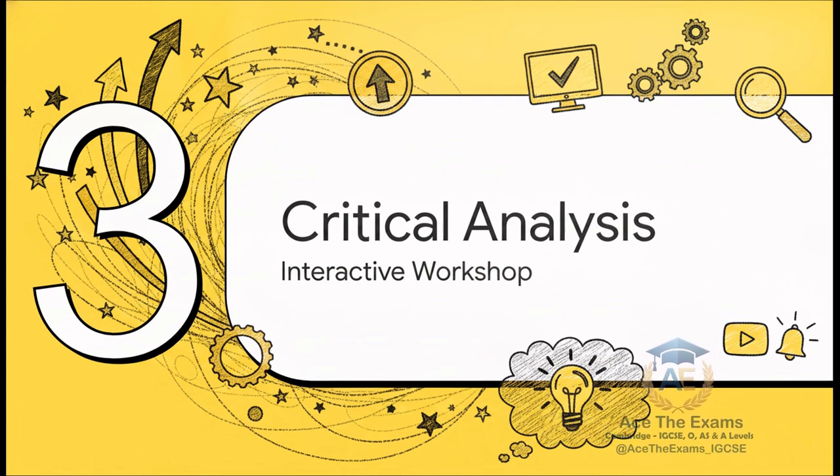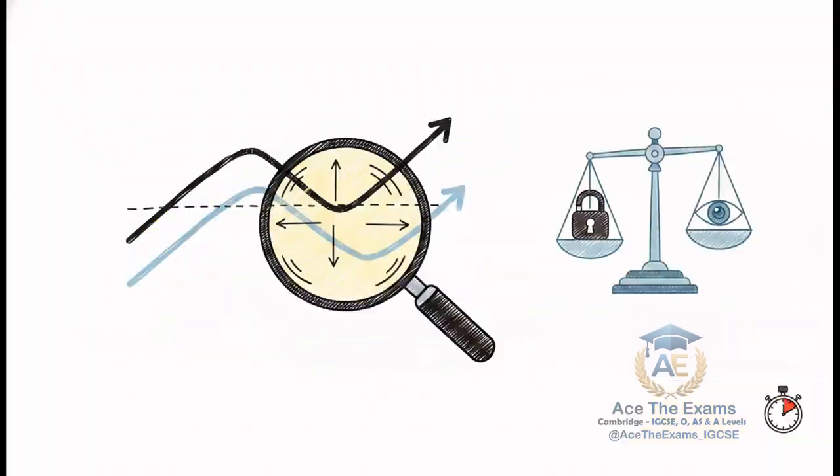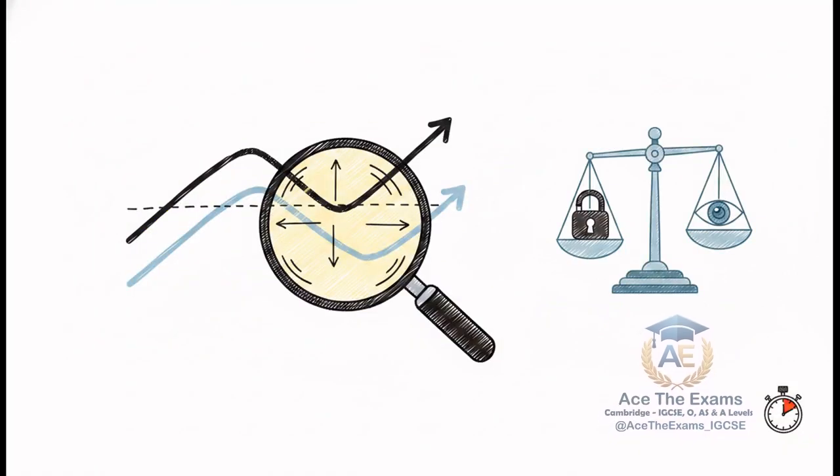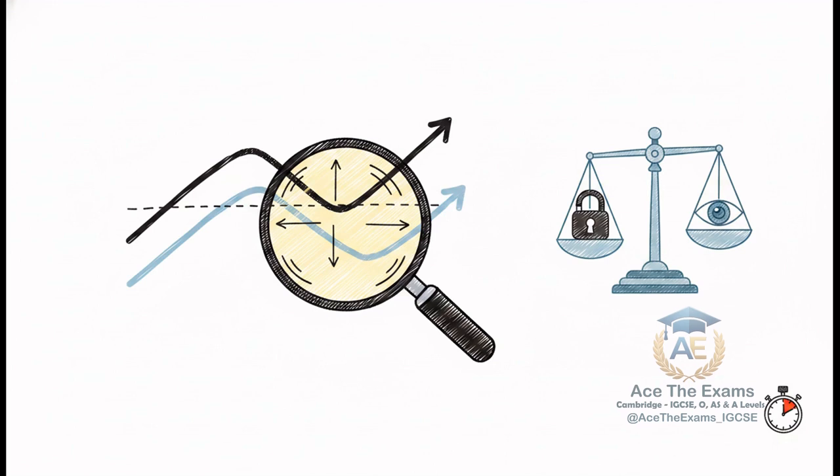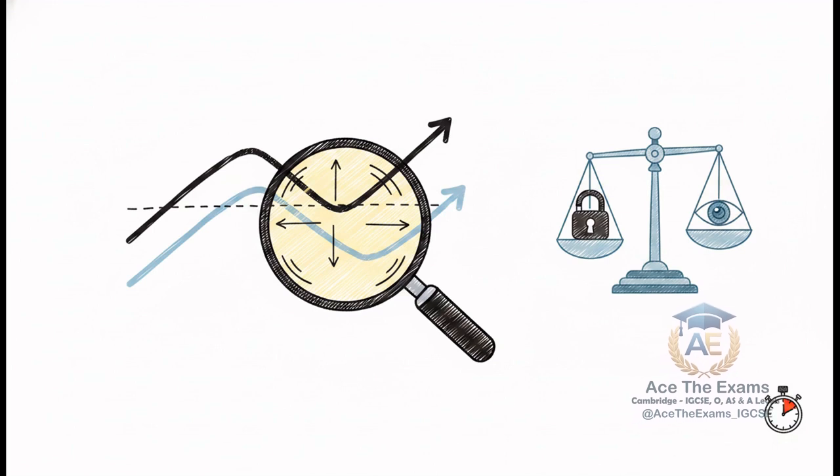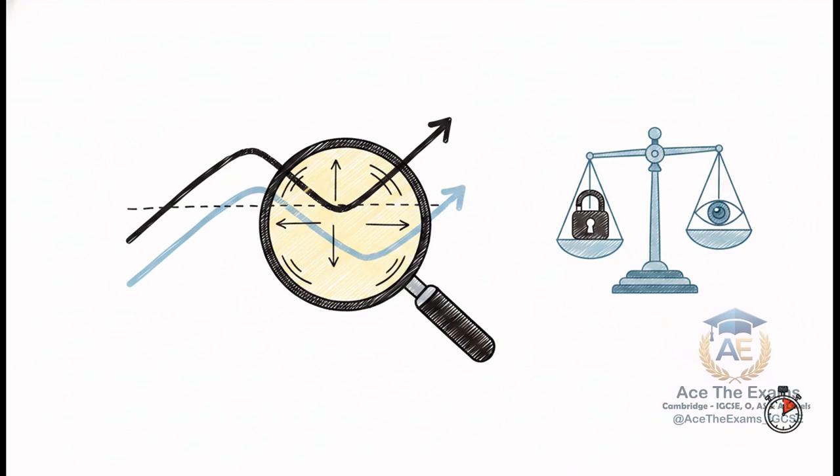All right, let's jump into our interactive workshop. Get ready to think fast. Top-scoring candidates, the ones grabbing those A stars, master comparative analysis. They do this by always identifying similarities and differences, and crucially, they use comparative connectives supported by hard evidence.